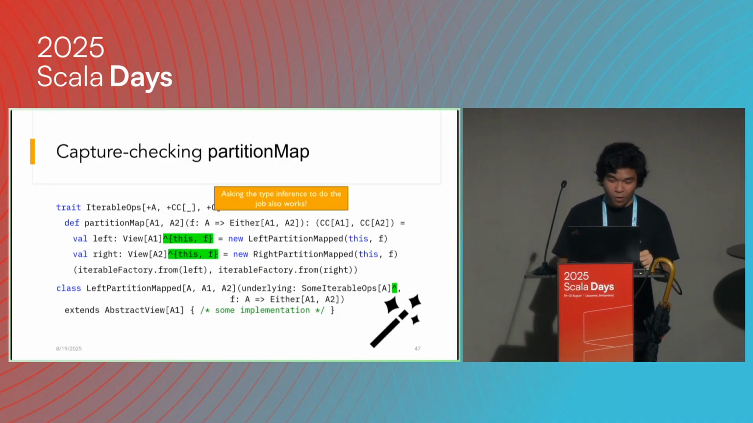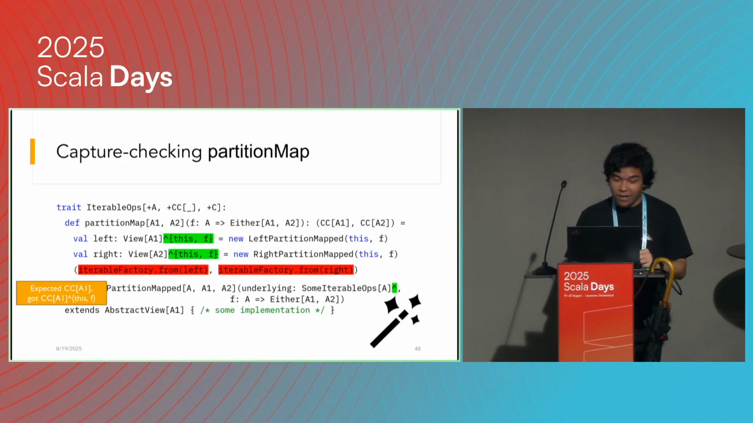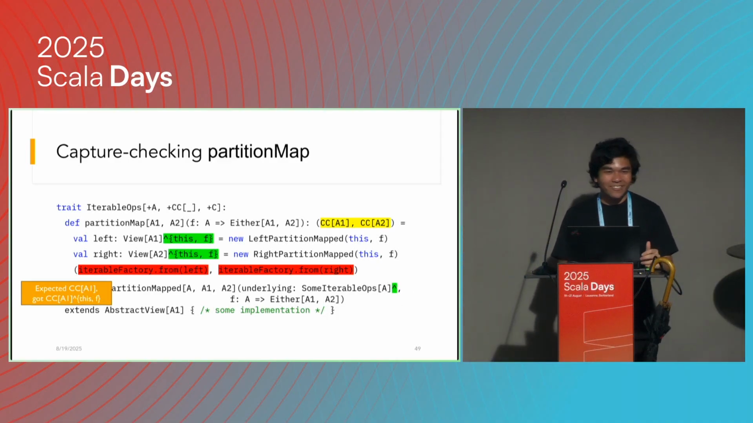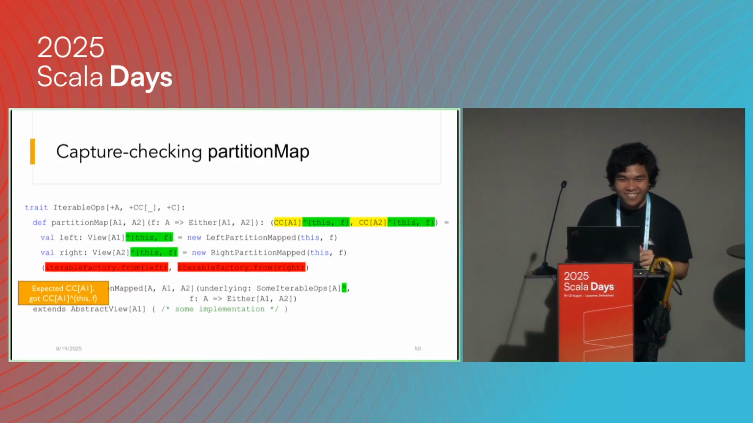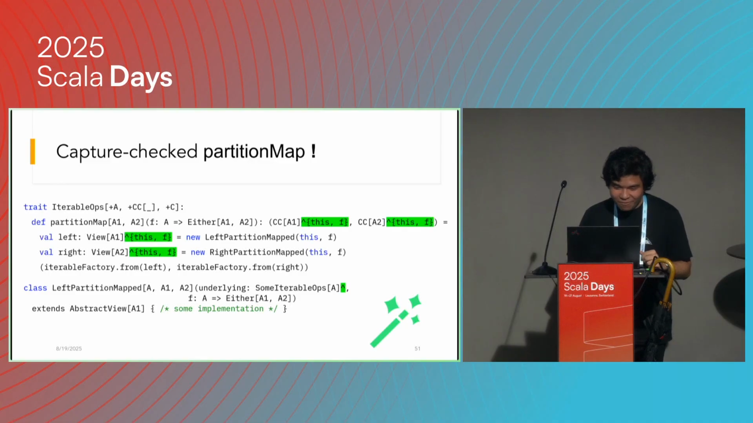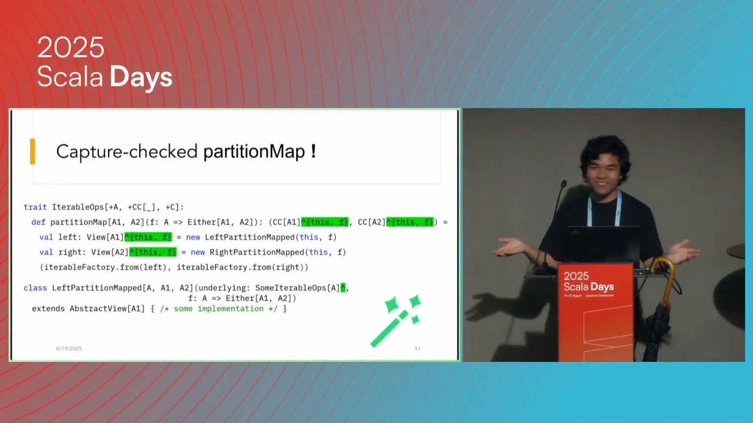Once again, now the compiler says expected CCA1, got CCA1 this F. Where do we change? Return type. Exactly. You guys are getting good at capture checking, you know? And one more time, and this time the compiler accepts. Good job, everyone.